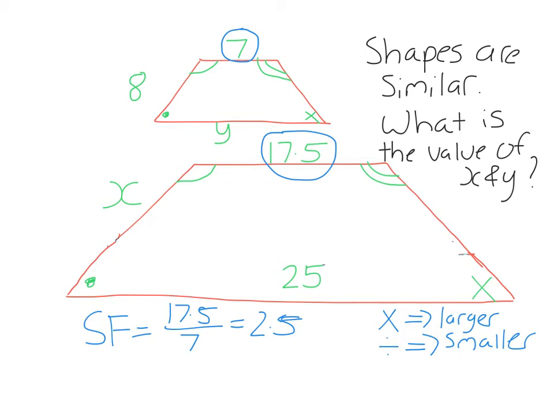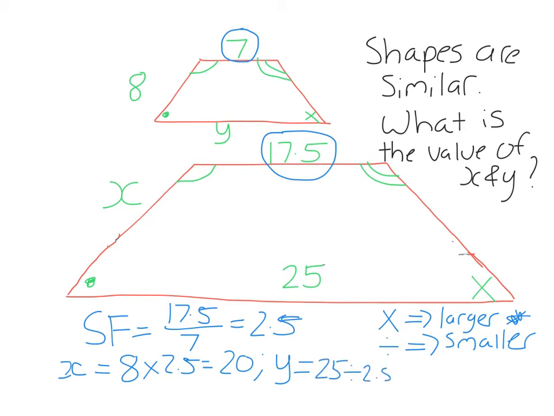So x is in the larger shape, so we take its corresponding side. Because it's in the larger shape, we multiply by the scale factor. So x will be 8 times 2.5, which is 20. Now to find y, that's in the smaller shape, so we take the corresponding side and divide by the scale factor. So x would be 20 and y would be 10. How easy was that?